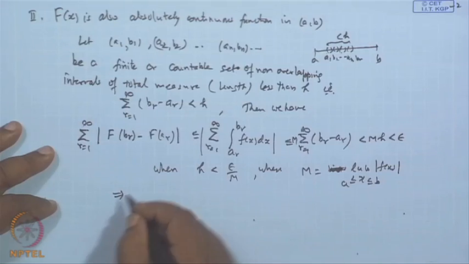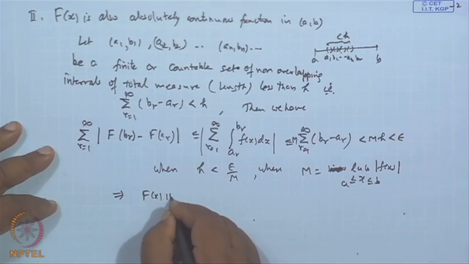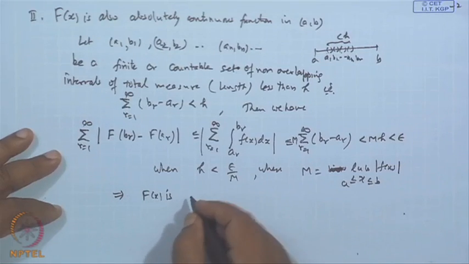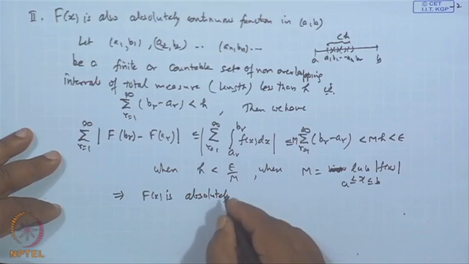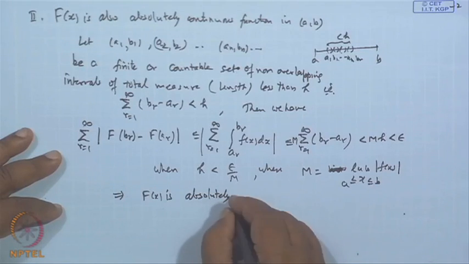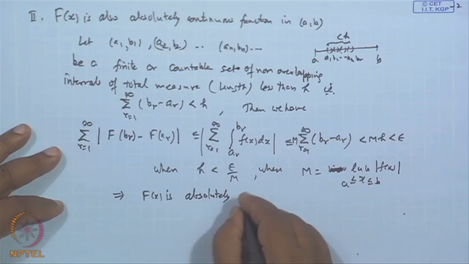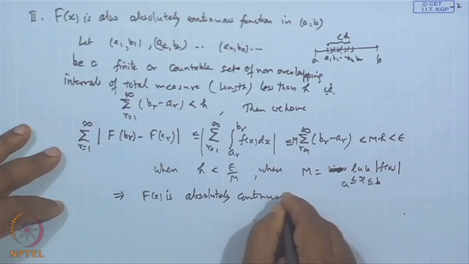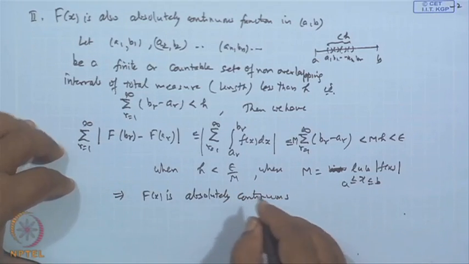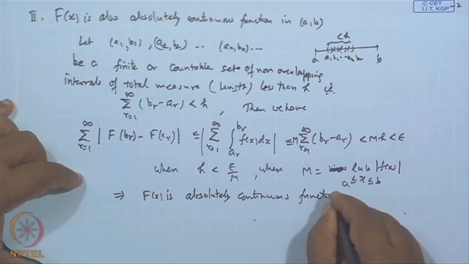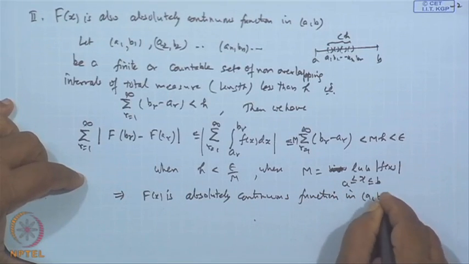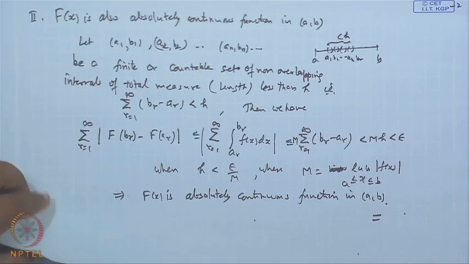Therefore, this implies the function f x is an absolutely continuous function in the interval a b, and that proves the result.